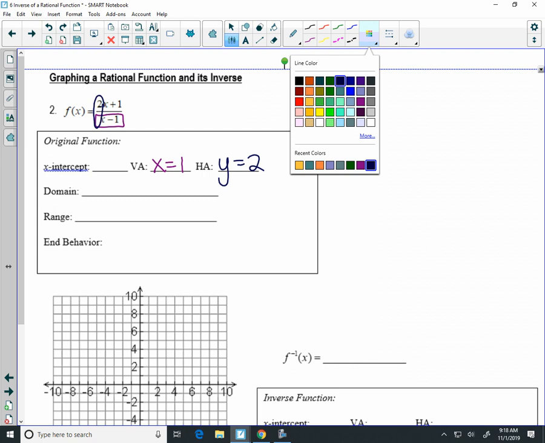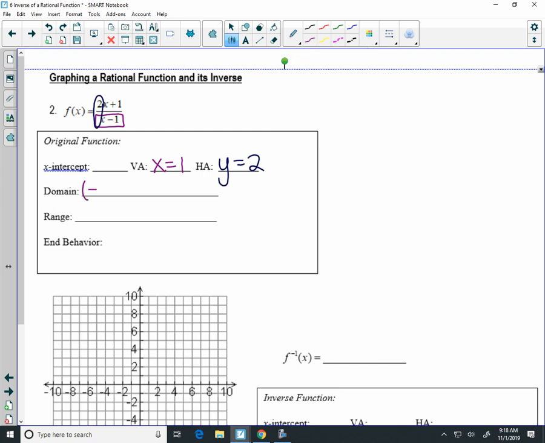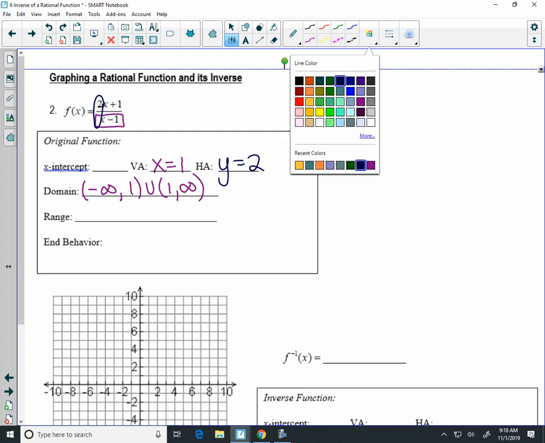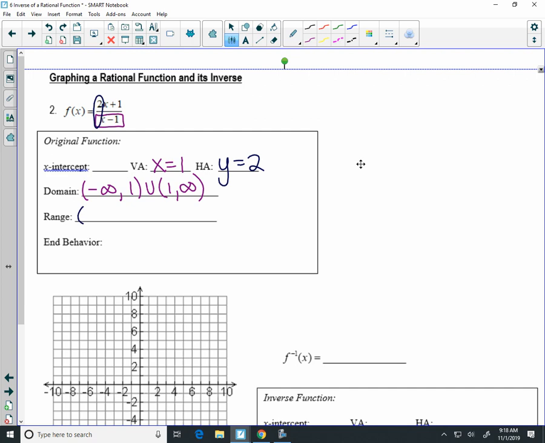For our domain, we're just excluding our vertical asymptote. So our domain here, in interval notation, is negative infinity to 1 and 1 to infinity. Our range, we're just excluding our horizontal asymptote, negative infinity to 2 and 2 to infinity. I haven't thrown any weird ones in here where you have multiple vertical asymptotes, so you're crossing your horizontal asymptote.